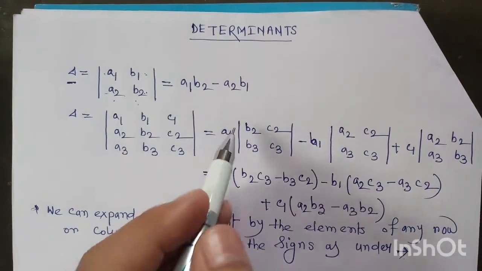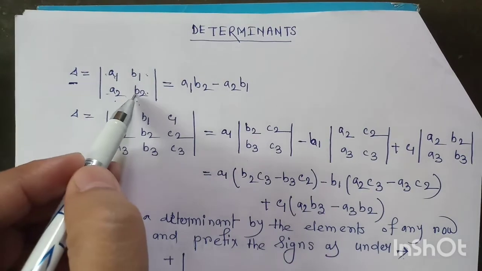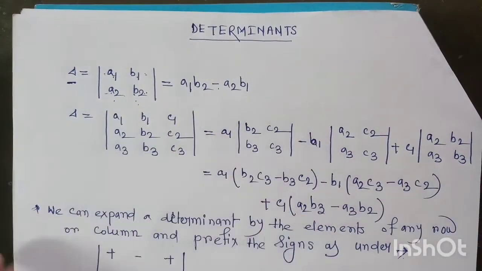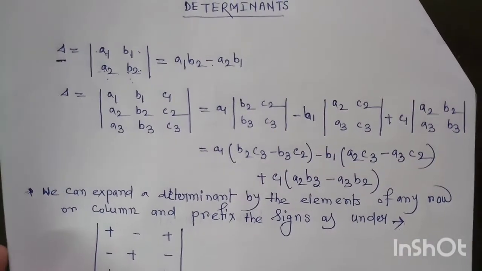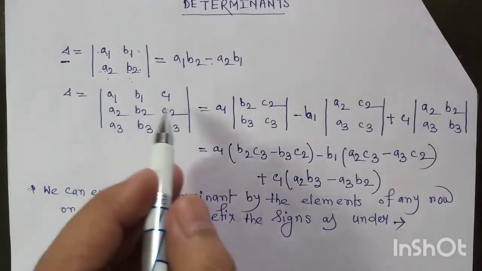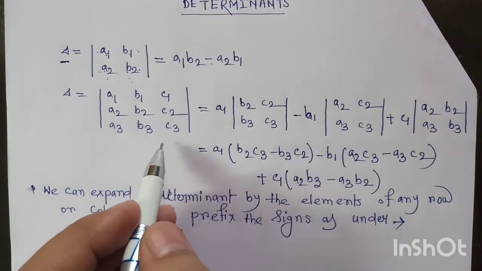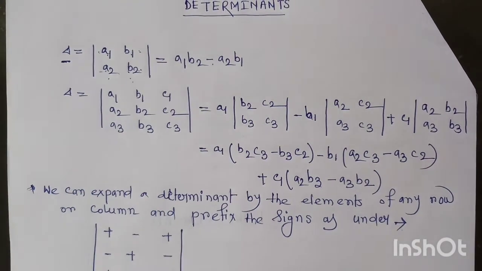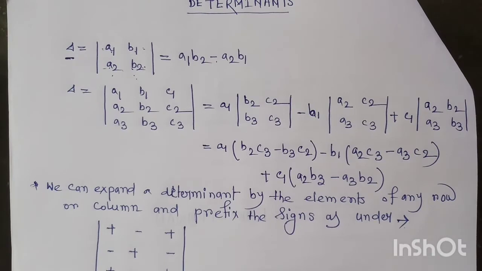How to evaluate this? Just A1 into B2 minus A2 into B1. Suppose we see the third order determinant. Third order determinant means 3 rows, 3 columns. In a matrix, there is a rectangular form, but in a determinant the number of rows and the number of columns will always be the same.